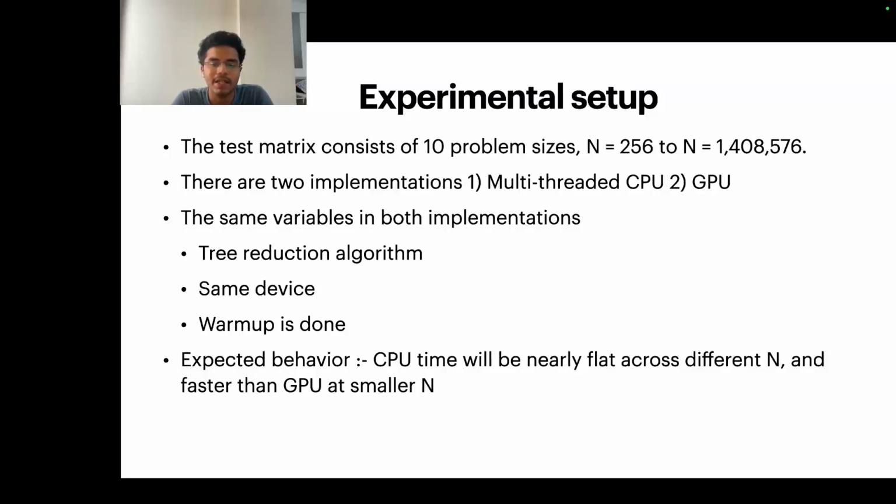The expected behavior is that CPU time is going to be nearly flat because it has only 8 cores, and because of that, the parallelization benefits are diminishing. It's limited, so you have a flat time.